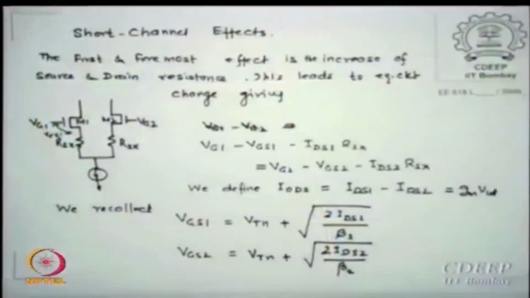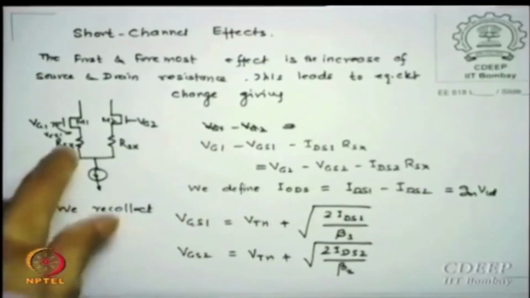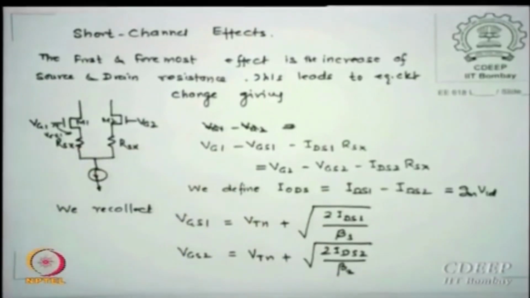The drain resistance anyway adds up to the drain value, Ro plus something that is small, so we do not worry too much. But if the source side has the resistance, this Rsx is the source resistance of M1 and M2, what do they act like? Source degeneration, is that correct?